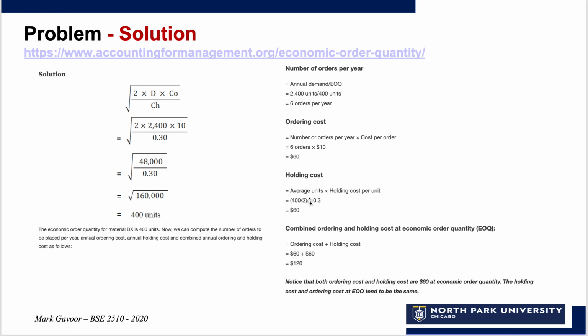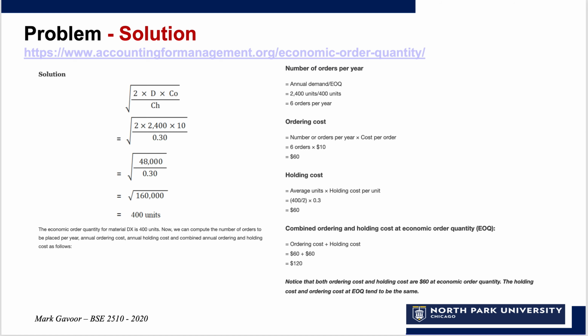What's the holding cost? Average inventory is, well, every time I order it, I'm going to get 400. So 400 divided by 2 is my average inventory. And I get 200 times 0.3, or $60. If your ordering cost and your holding cost aren't the same, you probably haven't done it right, because this is optimal where ordering costs and holding costs are the same. It's not surprising if you know a little bit about calculus. Combined ordering and holding costs at the economic order quantity is $120. You add the two costs together, and that's what you get.